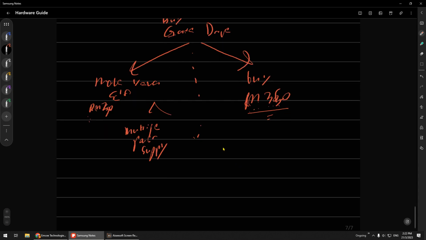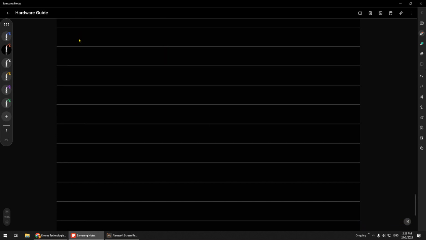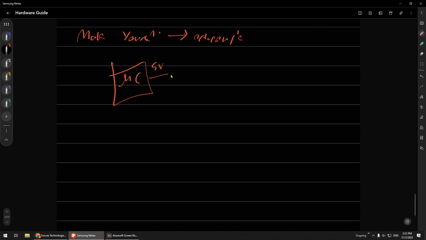If you want to make it yourself, I will show you how to make it on your own first. Commonly we will use an optocoupler. So basically you have a microcontroller here, with 5 volt, and you connect it to the optocoupler.